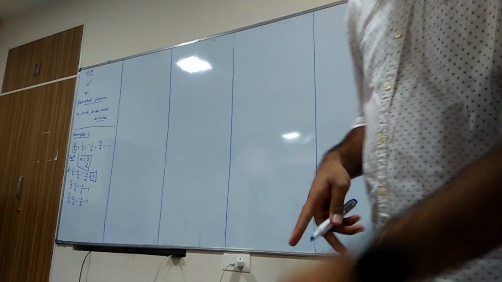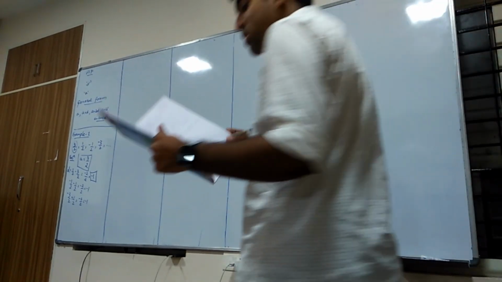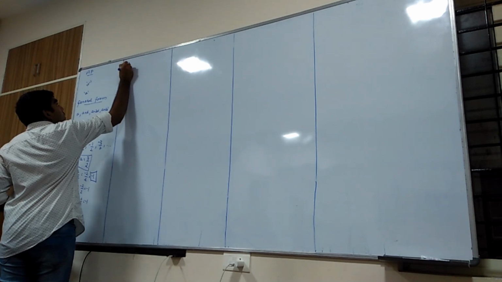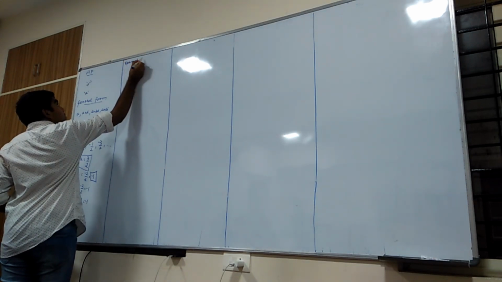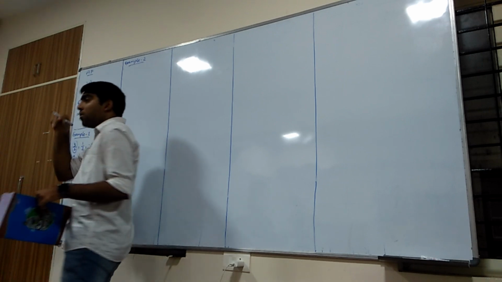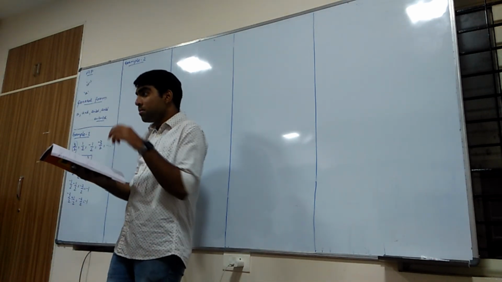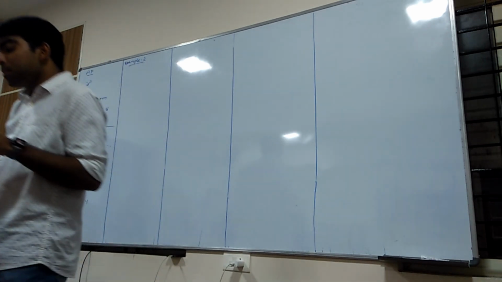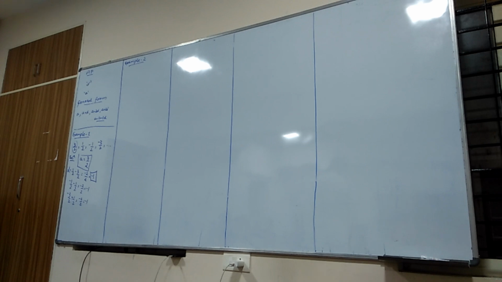Example 2. Which of the following list of numbers form an AP? If they form an AP, write the next two terms.